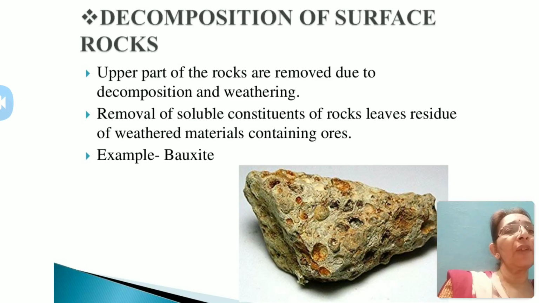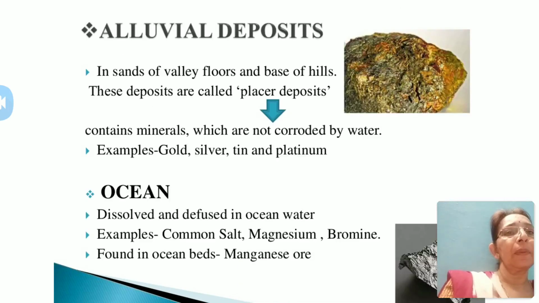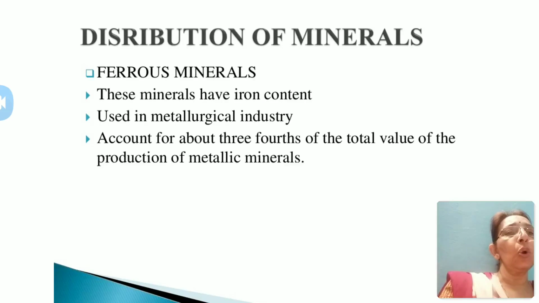Decomposition of surface rocks. The upper part of the rocks is removed due to decomposition and weathering. Removal of soluble constituents of rocks leaves a residue of weathered material containing ores, for example bauxite. We also get minerals in alluvial deposits, known as placer deposits. The examples are gold, silver, tin and platinum. Minerals are also found in the ocean beds, for example common salt, magnesium. Manganese ore is also found in the ocean beds.